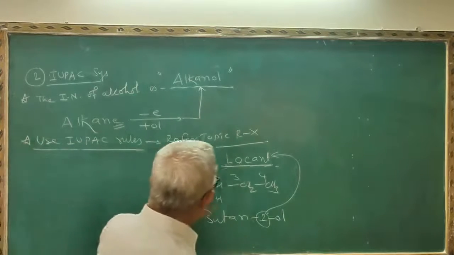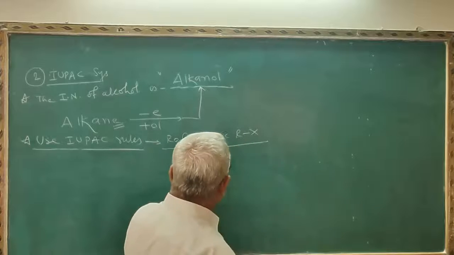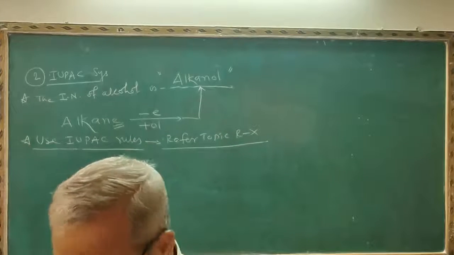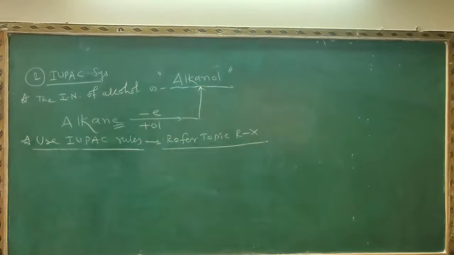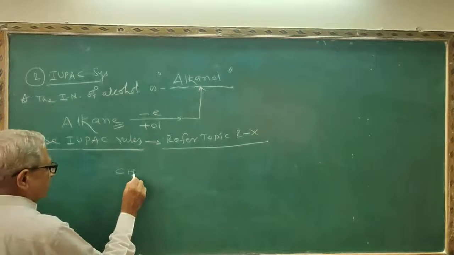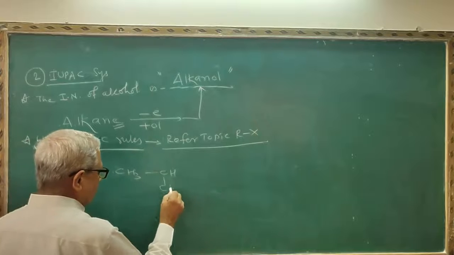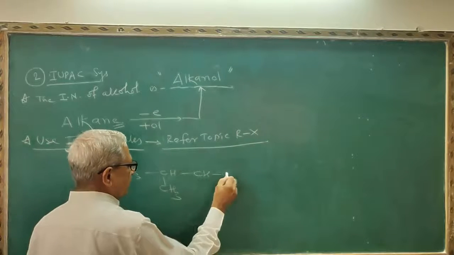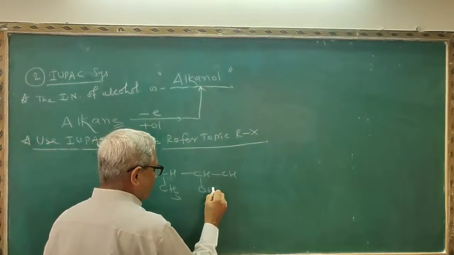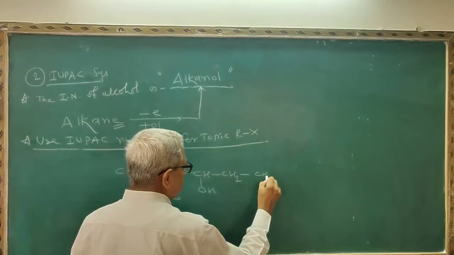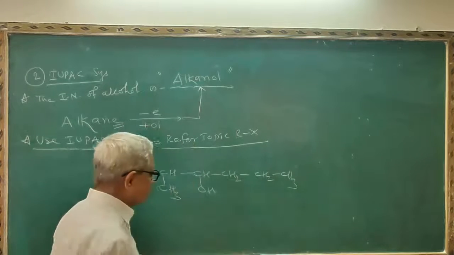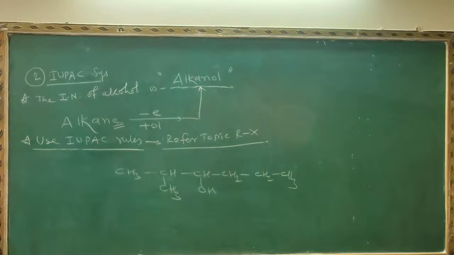Now see the next rule. If the other substituents are present, they are indicated by the proper number. I will take the example of this one. CH3, CH, CH3, CH, OH, CH2, CH2, CH3. Now see, the first rule, the longest chain contains how many carbon atoms?